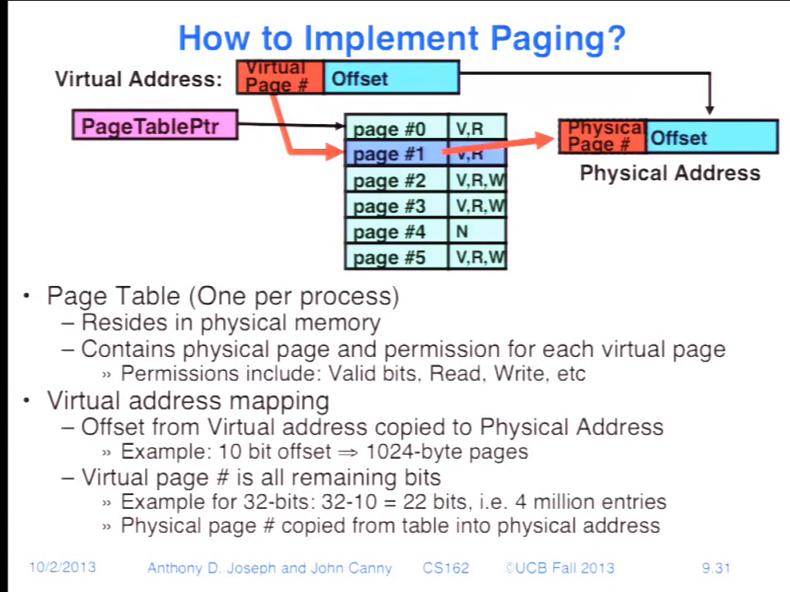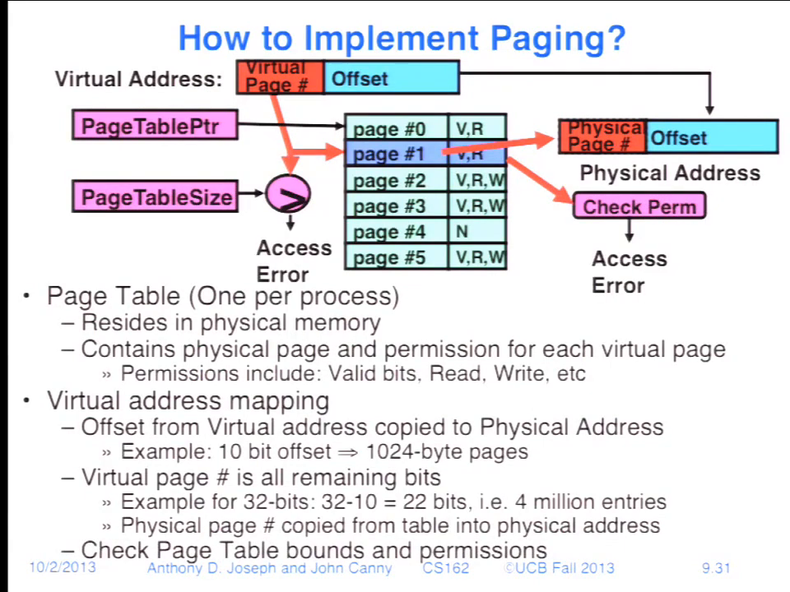Here this is a simple model where basically we're just preserving all of the offset bits and replacing the virtual page bits with physical page bits. So this is a simple table-based translation of that address there into a physical address.